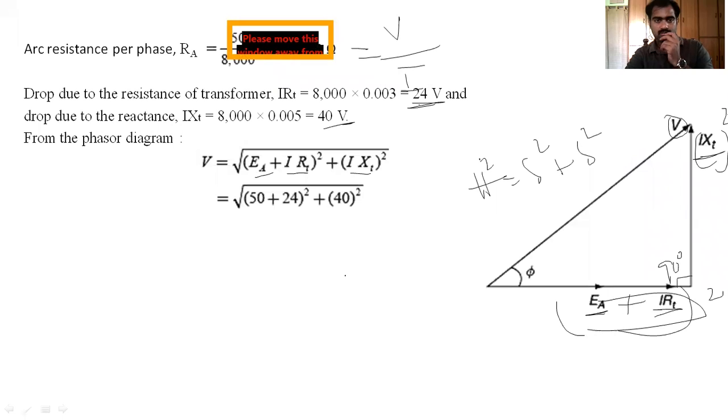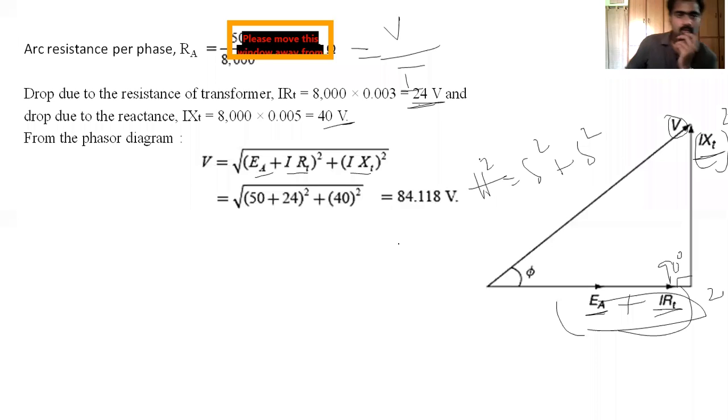The value of this resultant voltage, 84.11. Let us check with this. 84.118 volts. Okay, from the phasor diagram, we have calculated the resultant voltage of your equivalent circuit.